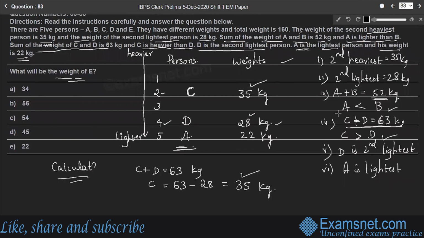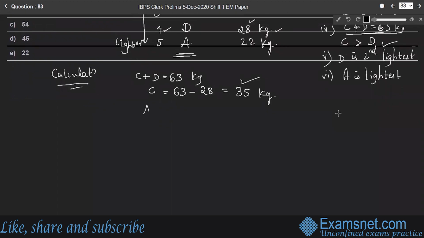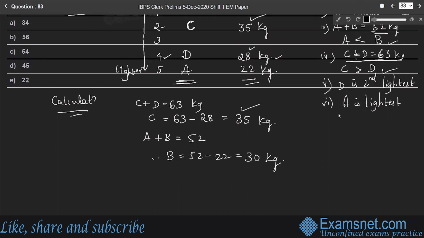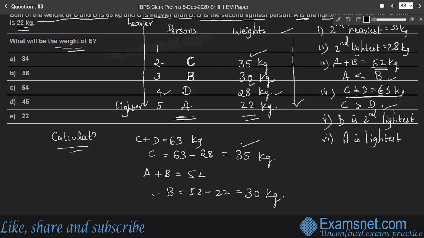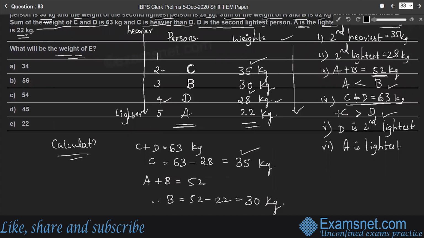A plus B is 52 kg. So let us calculate. A plus B is 52 kg. Therefore, B's weight is 52 minus A's weight, which is 22. Therefore, B's weight is 30 kg. Right? So where exactly 30 kg comes? Here weights are according to the decreasing order. So 30 kg has to come in the third place. Right? In the decreasing order. So 30 kg is B's weight. Position of B is third position. Right? So who is left here?